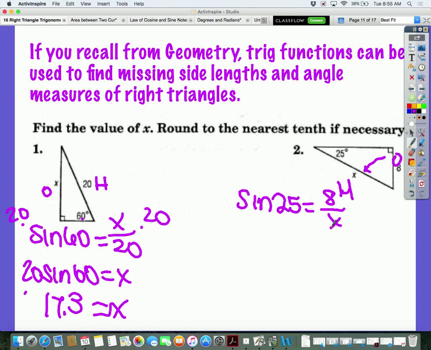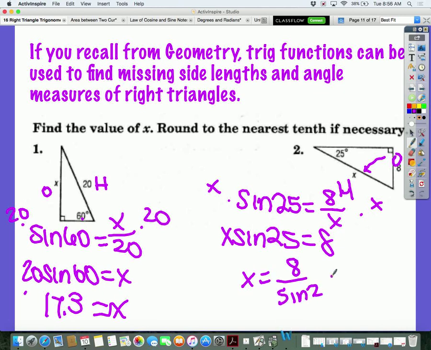So, how do I solve for x? What do I do here? Multiply by x to get it out of the denominator. You'll get x sine 25 equals 8. Then what do I do? I divide by sine 25. So when x is on the bottom, I'm actually going to divide my number and my trig function. But if it's on the top, I'm going to multiply like in number 1. So I type that into my calculator. 18.9, can I get confirmation? Sweet. Do you guys remember this?